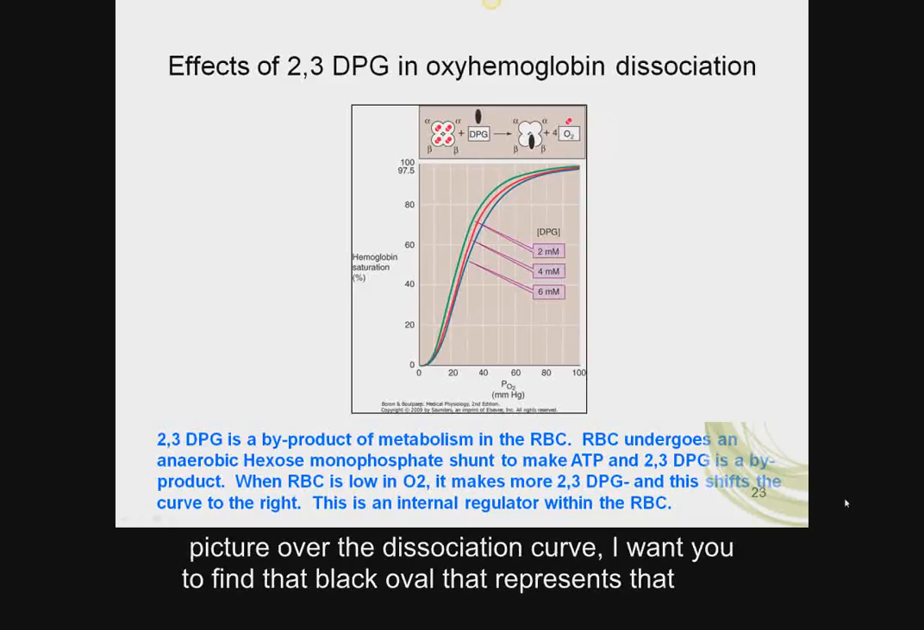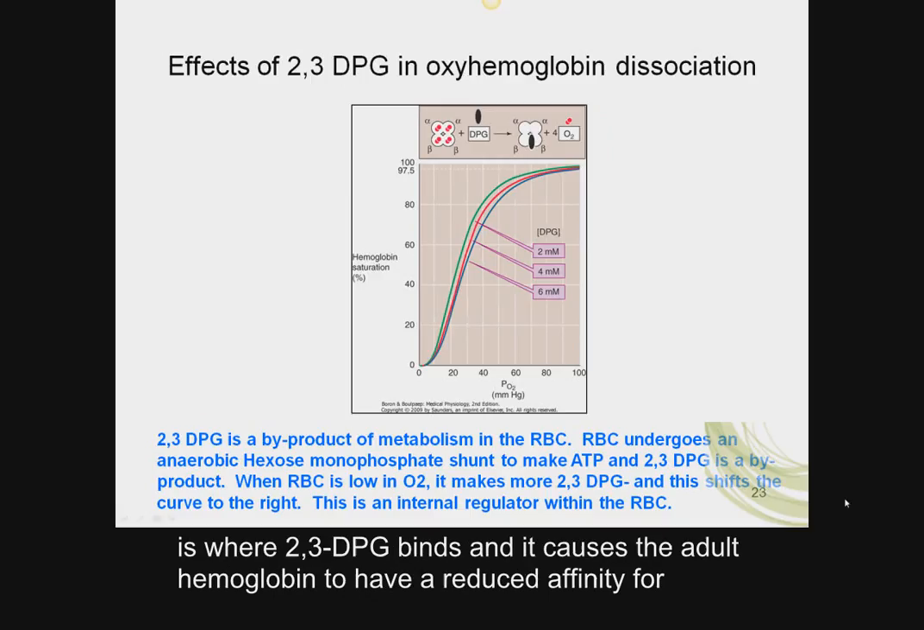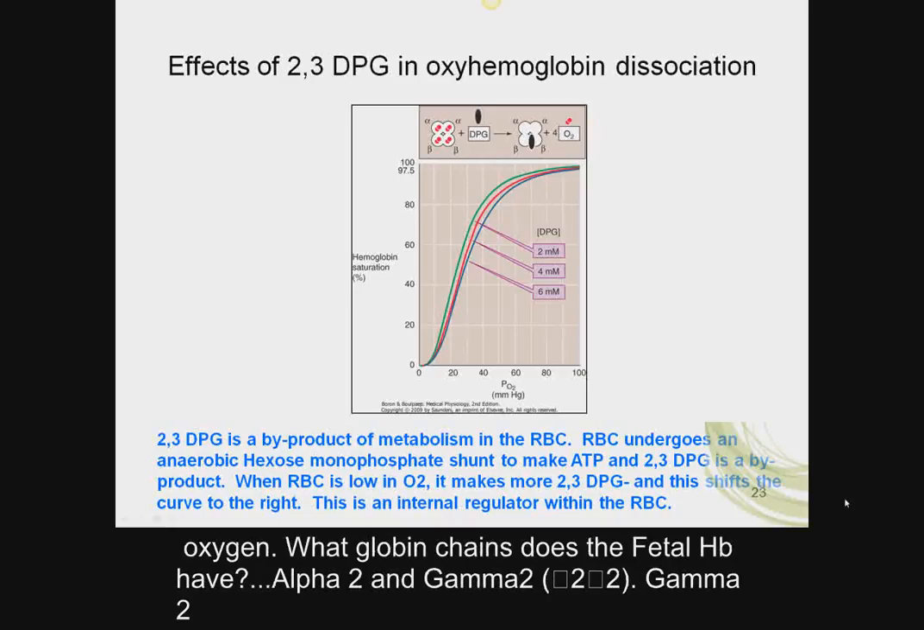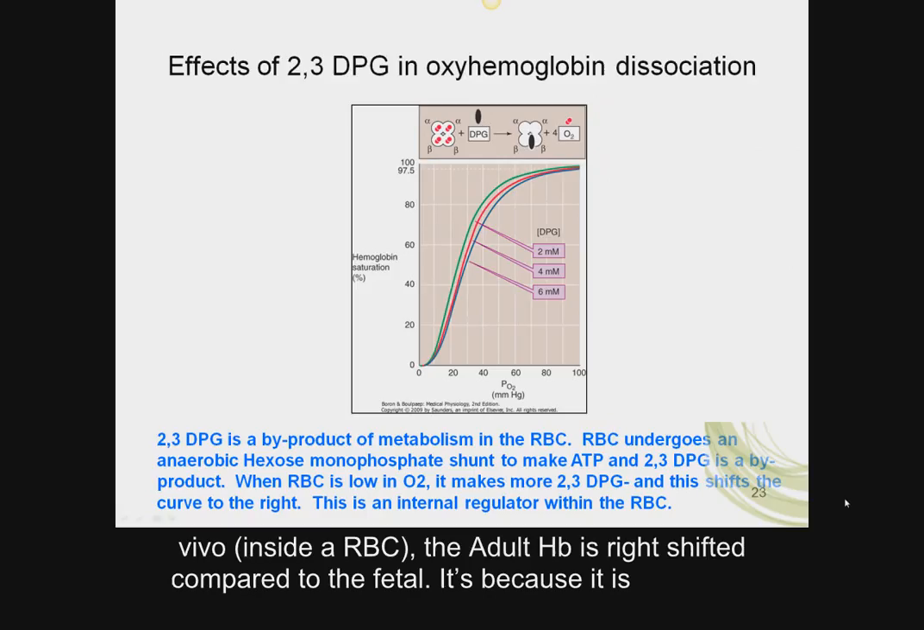Now, if you look at the top picture over the dissociation curve, I want you to find those black ovals that represent 2,3-DPG. You'll notice that it's binding in the beta-globin chains. The beta-globin chains is where 2,3-DPG can bind, and this is the reason why it causes the adult hemoglobin to have a reduced affinity for oxygen. What globin chains does the fetal hemoglobin have? Alpha-2 and gamma-2. Gamma-2 globin chains do not have a binding site for 2,3-DPG.